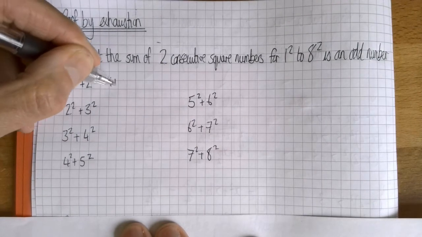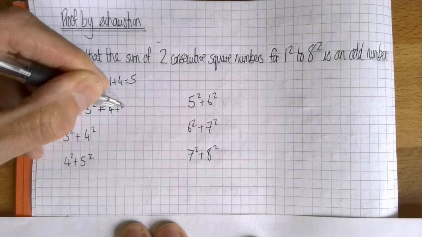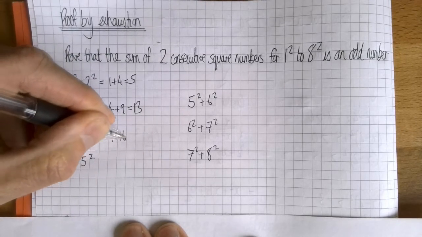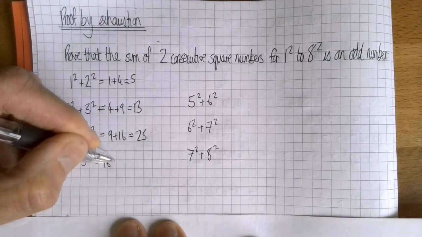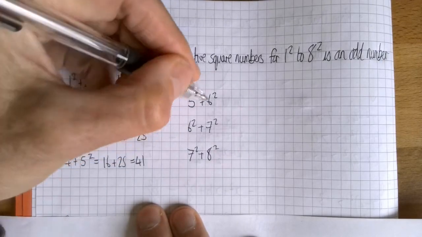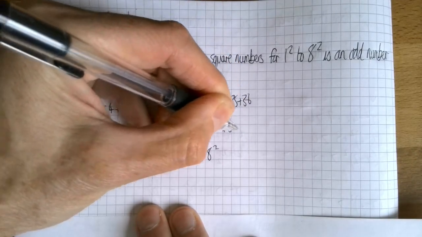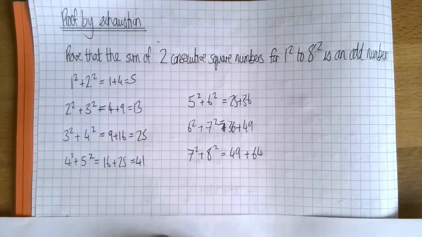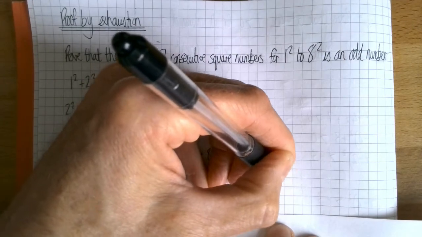So that's 1 plus 4, so that's 5. That's 4 plus 9, so that's 13. That's 9 plus 16, which is 25. That's 16 plus 25, which is 41. That's 25 plus 36. You get the hang of it. 36 plus 49, equals 49 plus 64. So you've tried all the possibilities and they've all come up with an odd total as required.